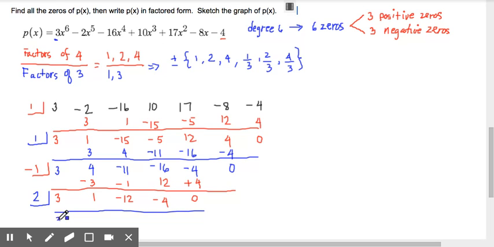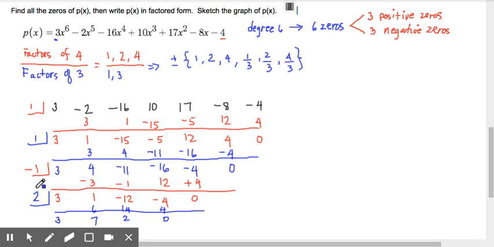So we bring down the 3. 3 times 2 is 6. 1 plus 6 is 7. 7 times 2 is 14. Negative 12 plus 14 is 2. 2 times 2 is positive 4. And we got another 0.